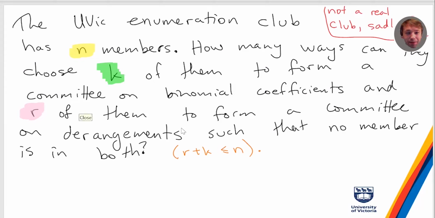So it has n members. How many ways can I choose k of them to form a committee on binomial coefficients, because this club really needs such a committee, and r of them to form a committee on derangements, which is something coming later in the course, such that no member is in both. You can ignore the story here, but you've got n people. You're putting k of them into one committee, r of them into another committee, and nobody can be in both committees. So how many ways can you do it?